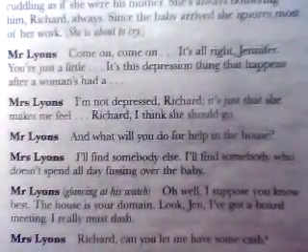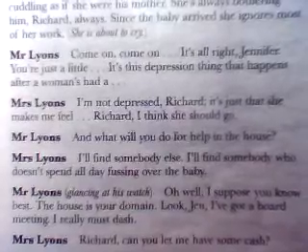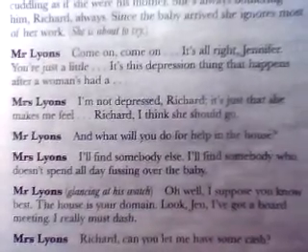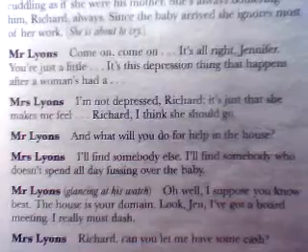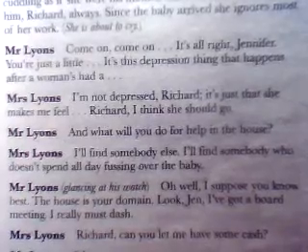Mr. Lyons says, "And what will you do for help in the house?" And she says, "I'll find somebody else. I'll find somebody who doesn't spend all day fussing over the baby." Mr. Lyons glances at his watch and says, "Oh well, I suppose you know best. The house is your domain. Look, Jen, I've got a board meeting. I really must dash."